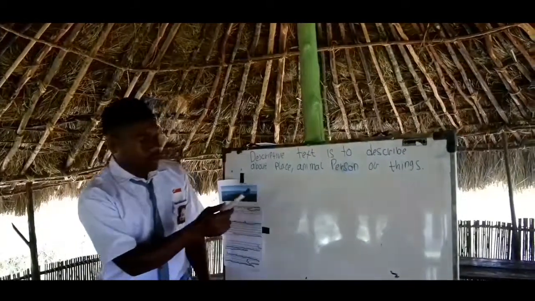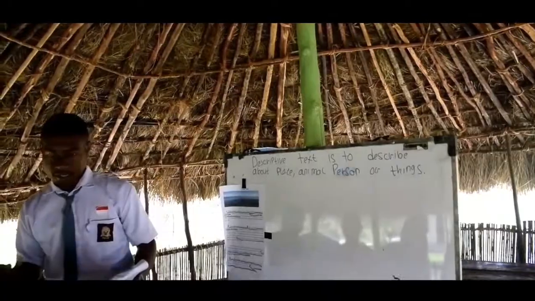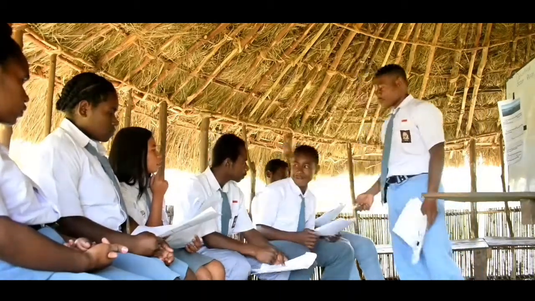Descriptive text is to describe a place, animal, person, or thing. In this text about Lake Toba, it gives us much information about a place. Thank you. Any question? I think that's clear for me. What about others? Me too. Good, then question 2 will be answered by Fridus. Why me? Okay, let's do it.